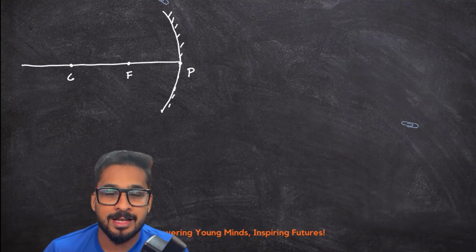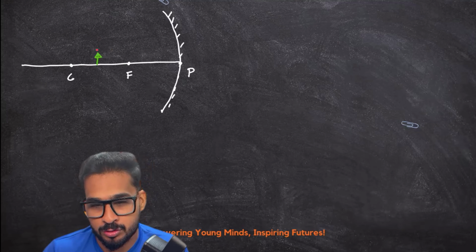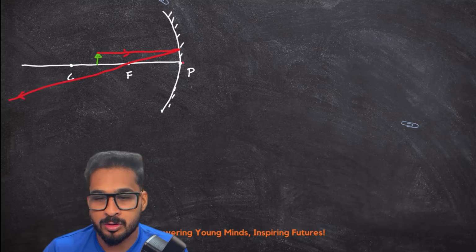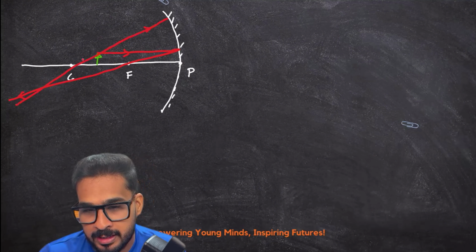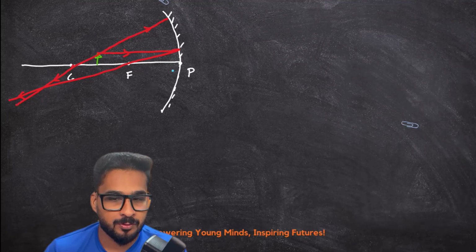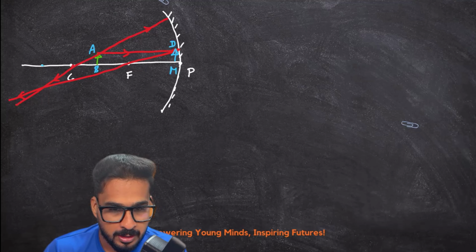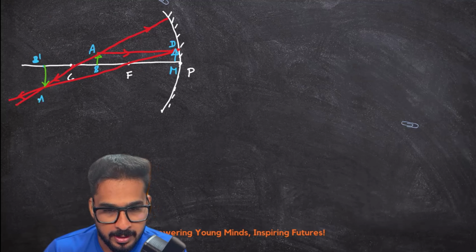Consider a small object that is placed between the center of curvature and the focus and draw the ray diagram as follows. One ray is taken parallel to the principal axis and another ray is passing through the center of curvature and retracing back its path. Mark the diagram as follows: M, A, B, D, M. The image will be formed here, that is A dash, B dash.